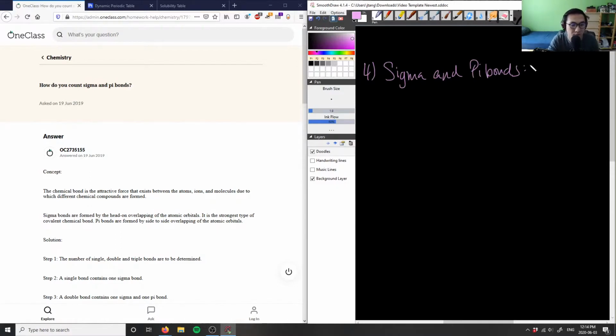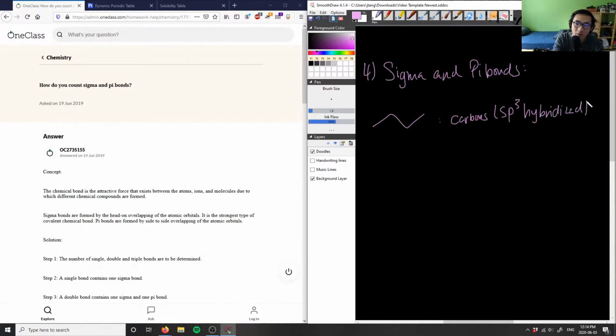So if we want to figure out a sigma or pi bond, we have to actually figure out what kind of bond it is first, and then we have to figure out the hybridization, and then we can figure out the number here. So if you had, for example, a straight chain alkane, let's say butane, all the carbons in this example are sp3 hybridized.